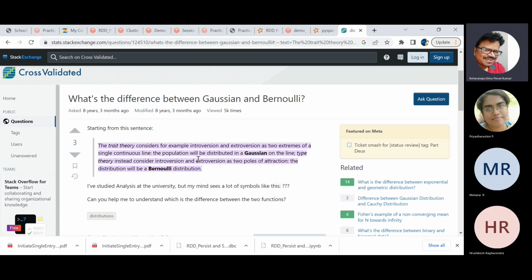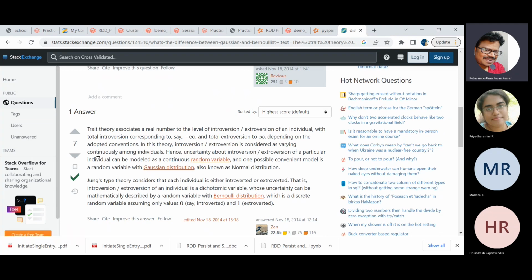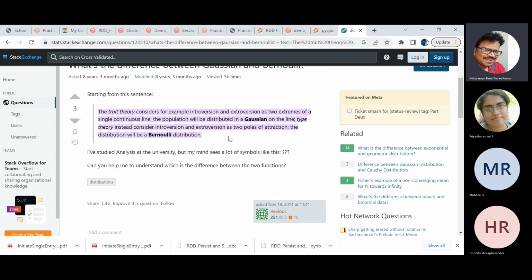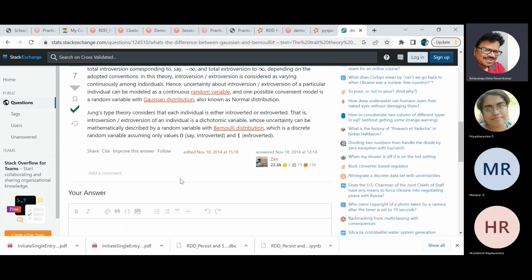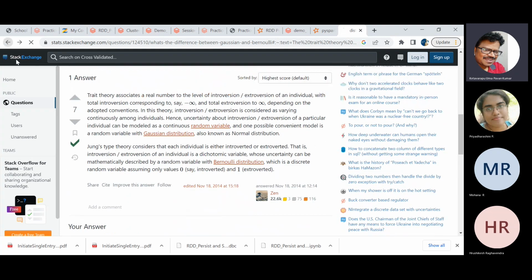If you are considering the distinction between Gaussian and Bernoulli, the trait theory considers, for example, introversion and extroversion as two extremes of a single continuous line. The population will be distributed in a Gaussian manner on the line. Instead of considering introversion and extroversion as two poles of an axis, the distribution will be Bernoulli. If you are referencing these kinds of things in a more detailed way, just go back.